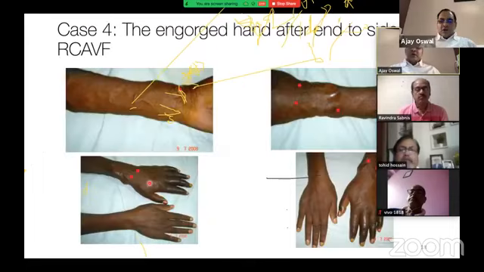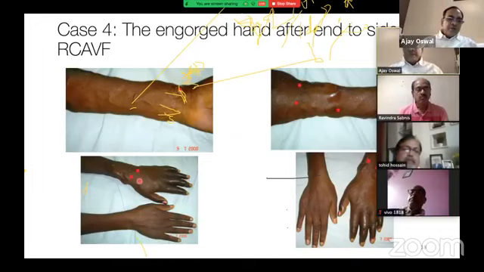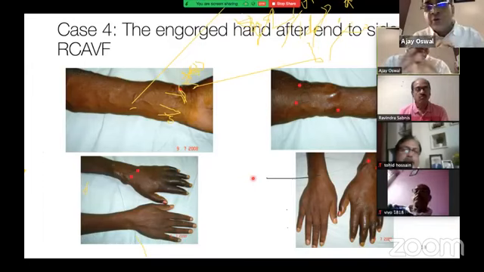Okay. In order to save some time, I go straight to the next case. This is an engorged hand after an end-to-side left radiocephalic AV fistula, as had been pointed out by Professor Sabnis in his presentation. Even though the fistula was end to side, there were multiple veins from the hand entering into the cephalic vein, which were not tied at the time of surgery, but later on ended up causing engorgement of the limb. Professor Sabnis, what would you do now?